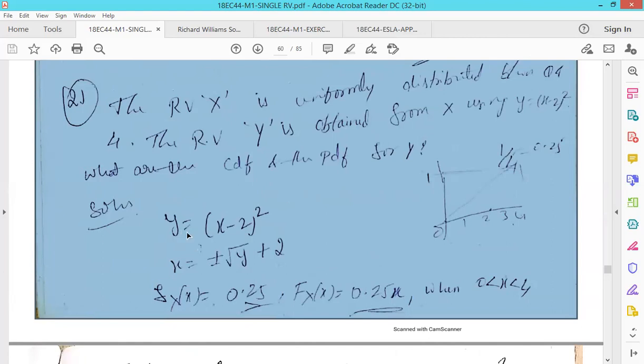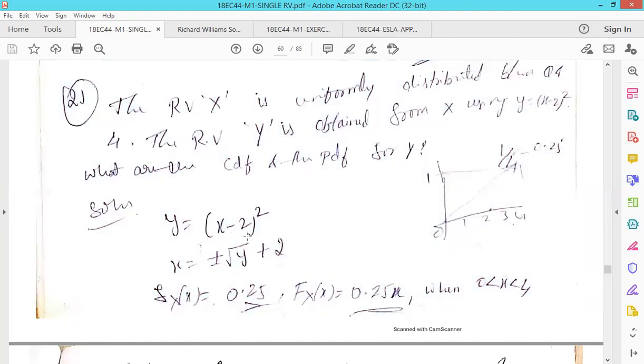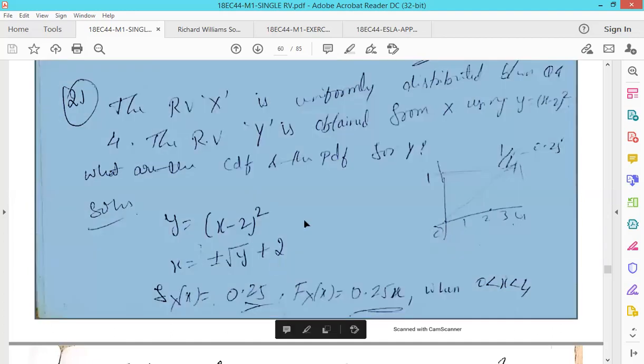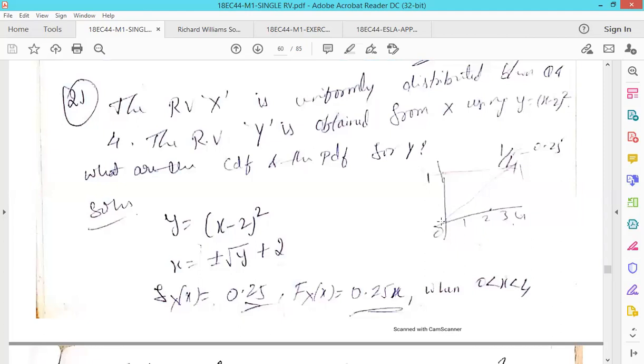So here we can write y is equal to x minus 2 whole square, and from this equation we can also write the equation for the reverse process, in the sense we need to write the equation for x. So here you can see x will be written as plus or minus square root of y. How are we going to write it? Take the square root on both sides. So you will get square root of y is equal to x minus 2. And then if you write the equation for x, x is equal to plus or minus root y plus 2. So now, using that, you can draw the diagram.